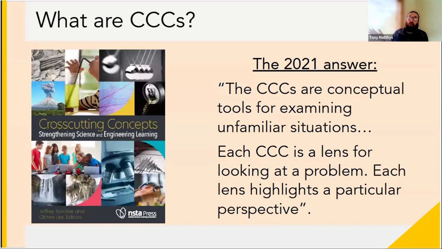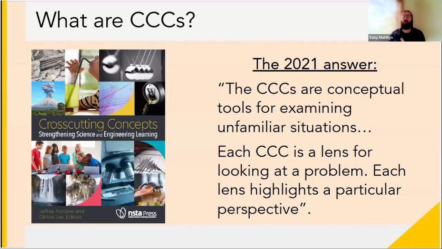And I think even the authors of the framework recognized that it was tricky and they didn't do the best job of explaining what cross-cutting concepts are or their vision for how they're used, because many of them came back together in 2021 and published this book through the NSTA Press, Cross-Cutting Concepts, Strengthening Science and Engineering.